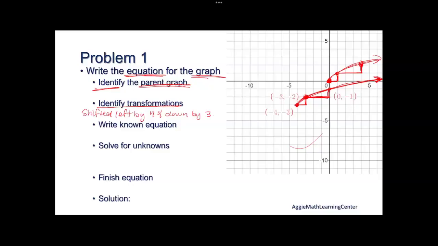So all that we have is that it's shifted left and down. It's not flipped horizontally. It's still the same parent graph. It looks like our parent graph in the same direction, so it's not flipped.